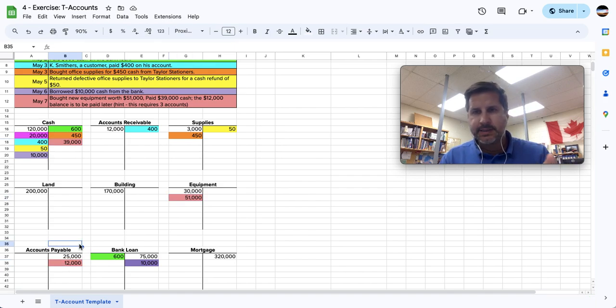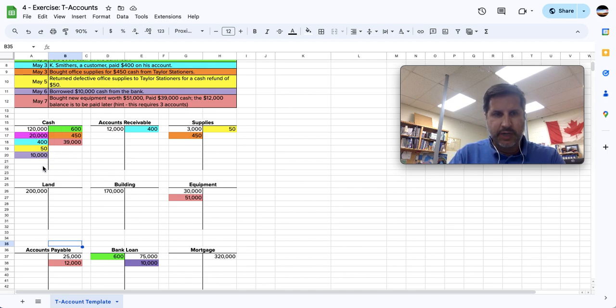So in summary, assets increase with a debit on the left-hand side. They decrease with a credit or the right-hand side. Liabilities and owner's equity increase with a credit on the right-hand side and decrease with a debit on the left-hand side. Final thing I'm going to do is I'm going to do these balances.